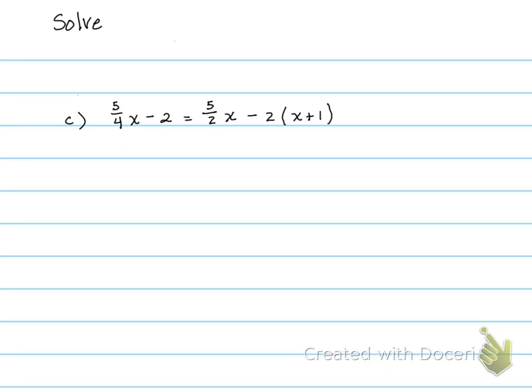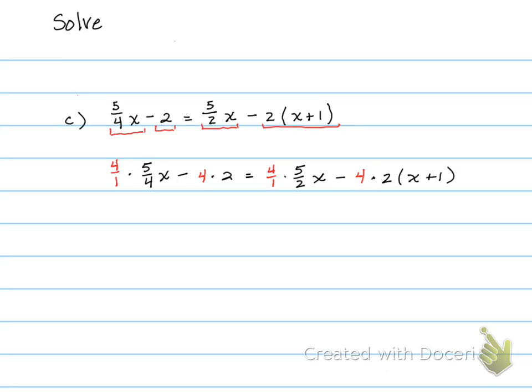Remember that we are multiplying every term by 4. Terms are separated by addition and subtraction. So we have 4 terms. So we're doing 4 over 1 times 5/4 x minus 4 times 2 equals 4 over 1 times 5/2 x minus 4 times 2 times x plus 1.